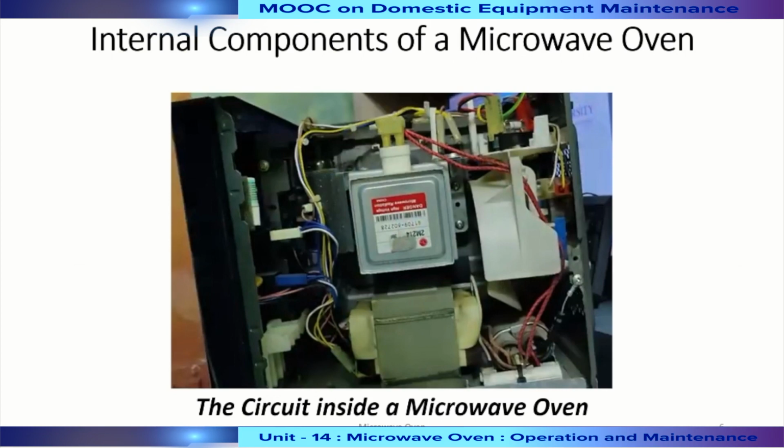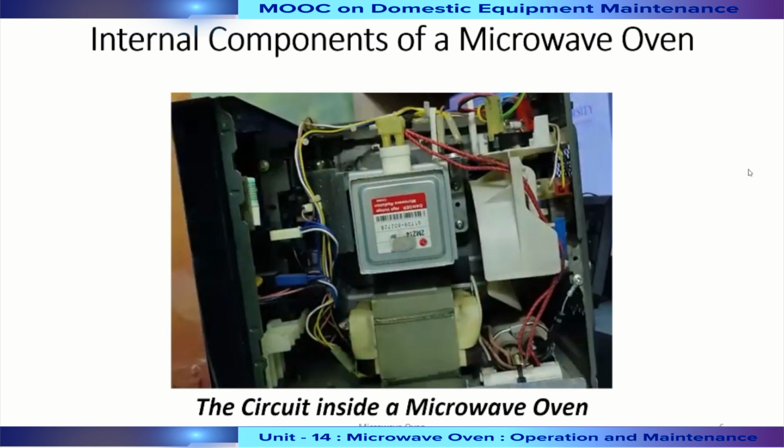This particular circuit inside the microwave oven shows the various parts, like this magnetron, which is basically on one side of the microwave oven. If we look at the microwave oven from the front side, usually it will be on the right hand side. So after opening the enclosure of the microwave oven, we will see this particular component, which is called the magnetron.